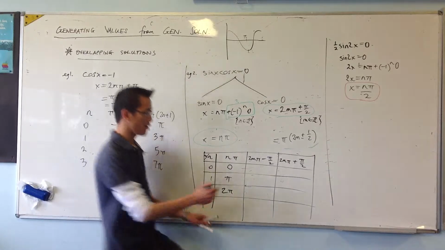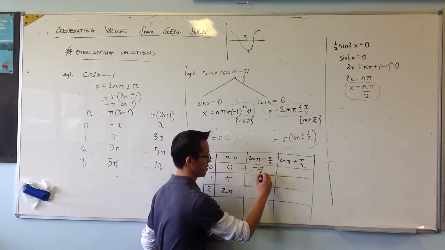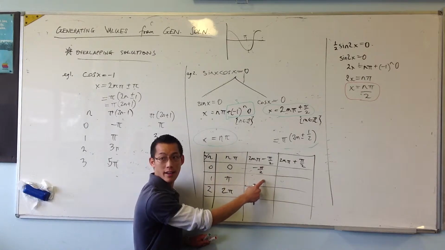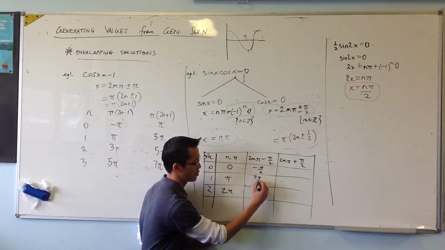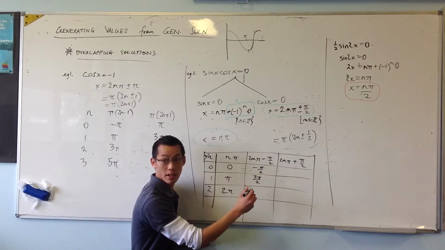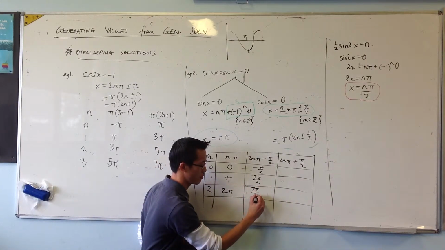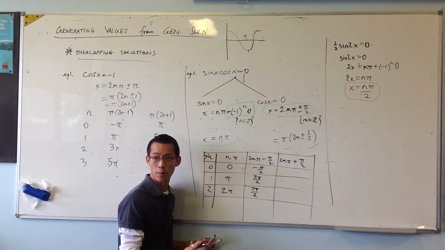Well, our first value is actually going to send us into the negatives, okay? But when you go forward 2 pi, you're going to get 3 pi on 2, right? Is that right? Yeah? And you go forward another 2 pi, you're going to get 7 pi on 2. Does that check out? Yeah, I'm adding 4 pi on 2 each time.